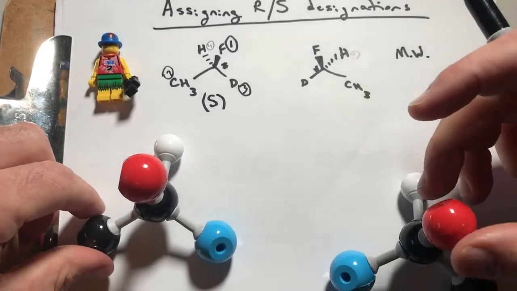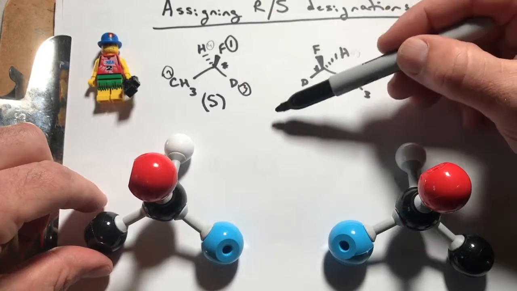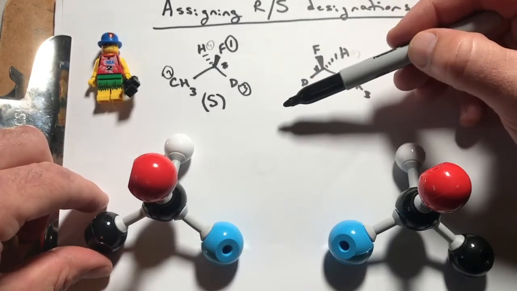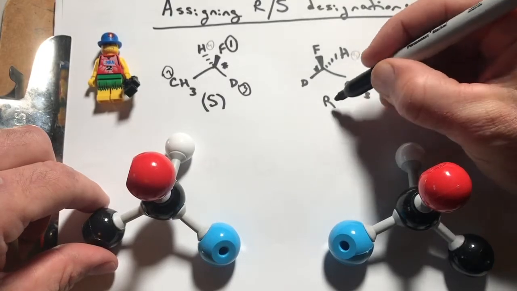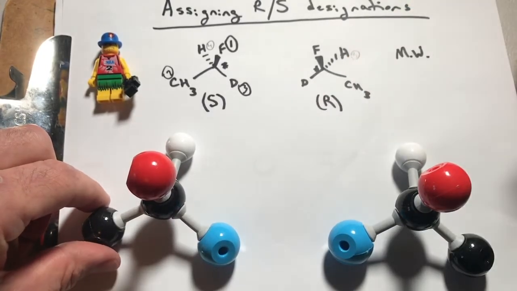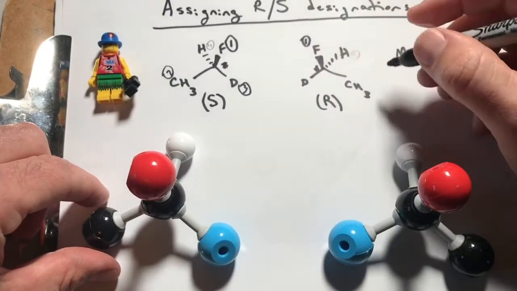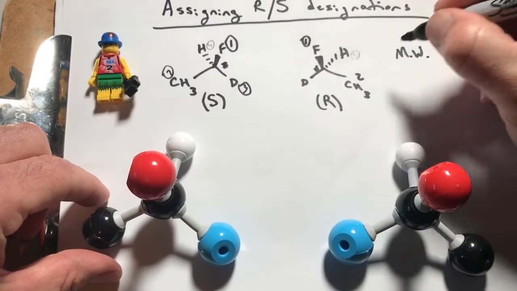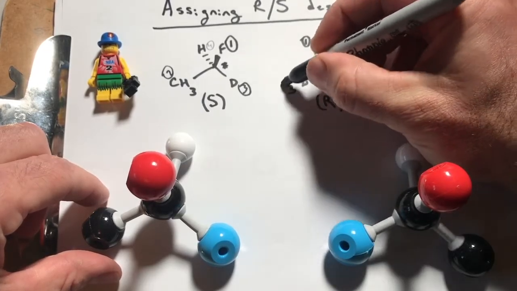The other one, if we've done everything correctly, if you see the mirror image of an S, it sure as heck better be an R. So let's make sure of that. We'll assign it the R and just hope that it's right. We've got a fluorine 1, hydrogen is 4, carbon is 2, and deuterium is 3.